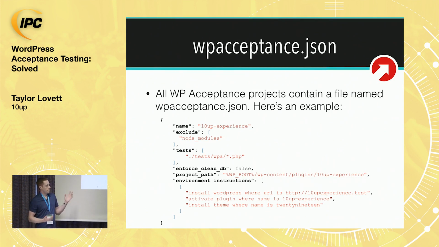Project path tells WP Acceptance where your project should essentially be mounted inside of the Docker container it's executing inside of. And then environment instructions, this is what I showed you before, so you can basically provide it an array of instructions. wpacceptance.json will be version controlled just like your composer.json or package.json or whatever. So as your colleagues add and remove instructions, everybody will have that same set of instructions.